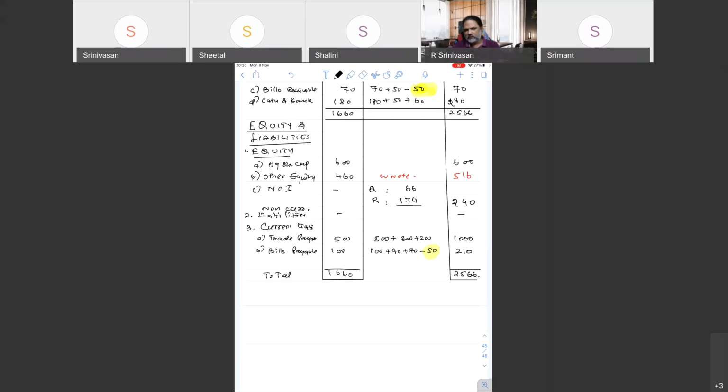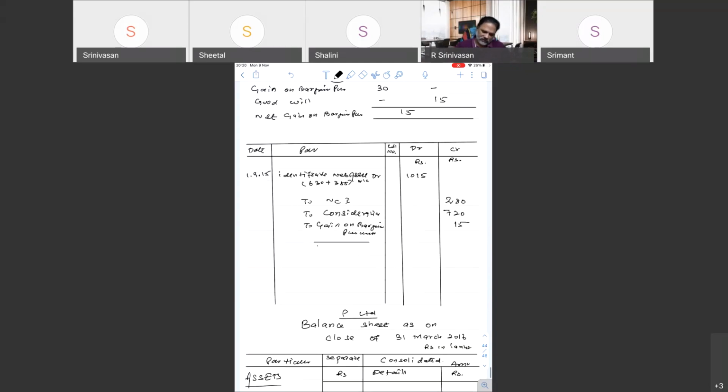One thing: you will get a problem on NCI, closing NCI, to find out how we are getting that. In that problem, P is holding investing in Q, and Q holds R, and R becomes a subsidiary to P. In that case it depends on which method we are following. If you are following the fair value method, then we have to subtract whatever consideration part we have not considered. That you remember. Otherwise everything should be all right, because in the lengthy problem I have taken some additional things.